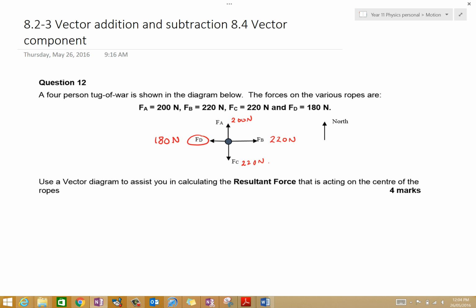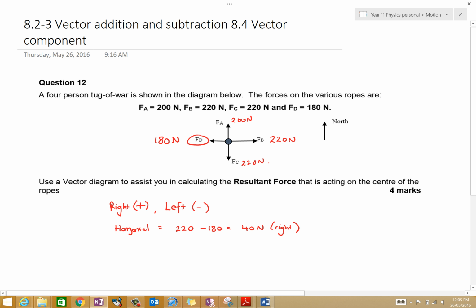So what we need to do is, if you think about it, if I had 220 newtons pulling to the right, 180 newtons pulling to the left, that is going to be a resultant. Given the fact that to the right is positive and to the left is negative, we could say that the resultant force in the horizontal is equal to 220 to the right, which is positive, minus 180, which is equal to 40 newtons to the right.